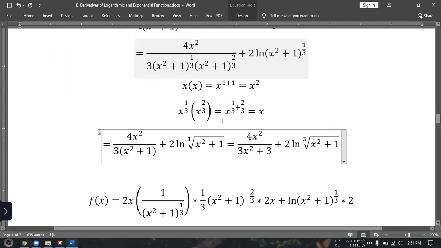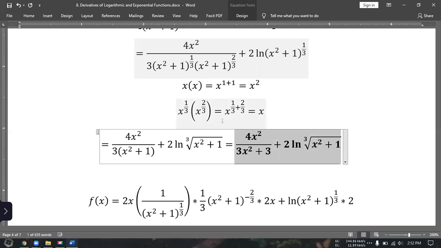You should be getting the same final solution. You should arrive to 4x squared over 3x squared plus 3 plus 2 natural logarithm of cube root of x squared plus 1. Or, gusto nyong ipasok yung square doon, okay na yan. Basta palabasin natin ito na dapat ito yung final answer natin.